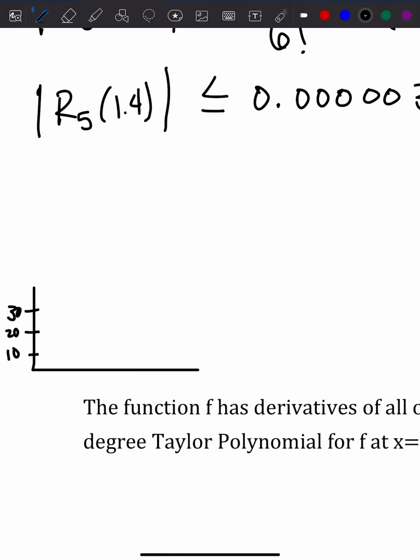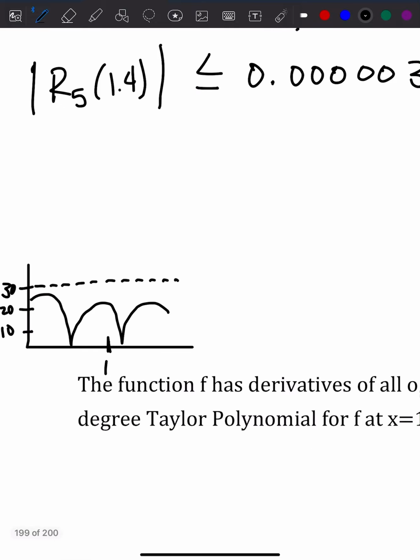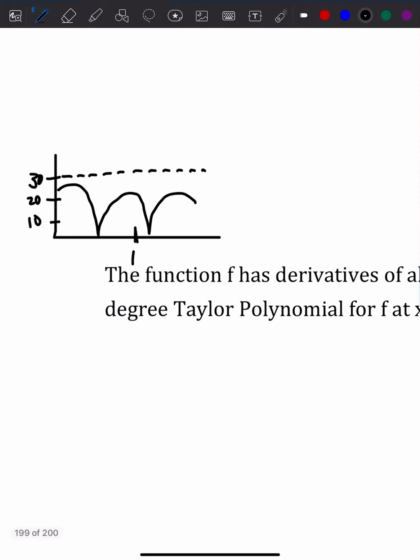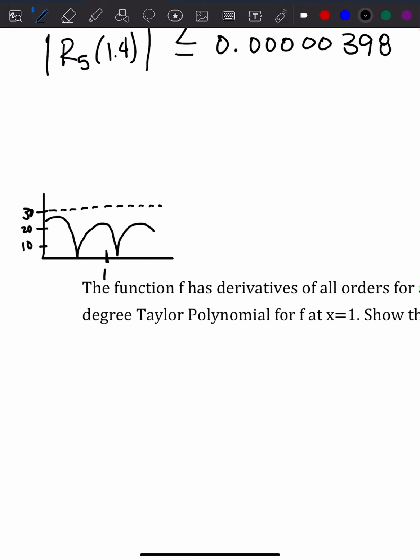That was not what I wanted at all. And about here is going to be 1. Okay, one of the things that you need to know is that we have this dashed line at 30, so our graph never touches it here. So that's the graph that we're going to be using.